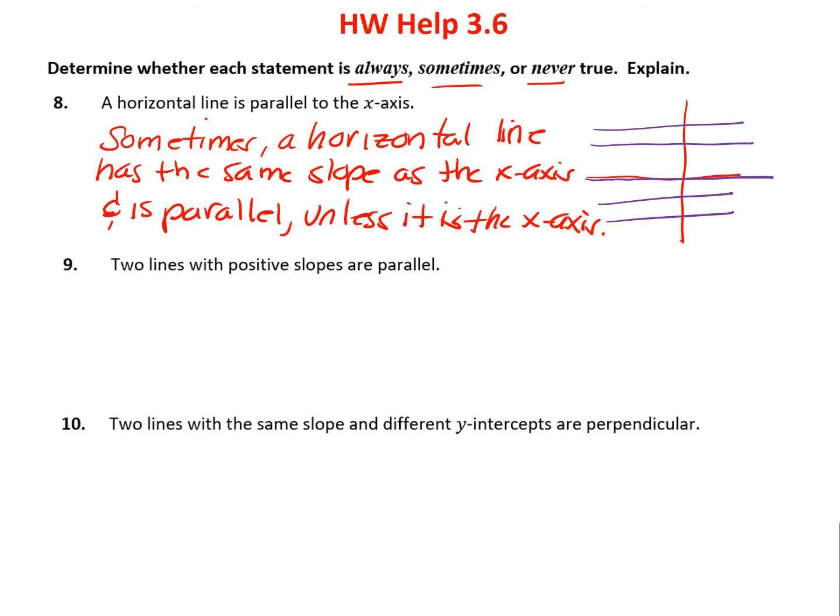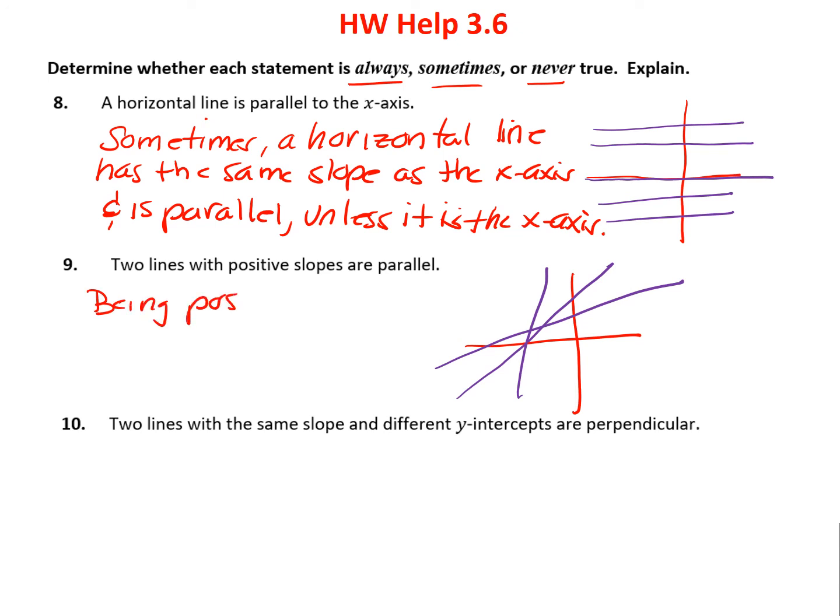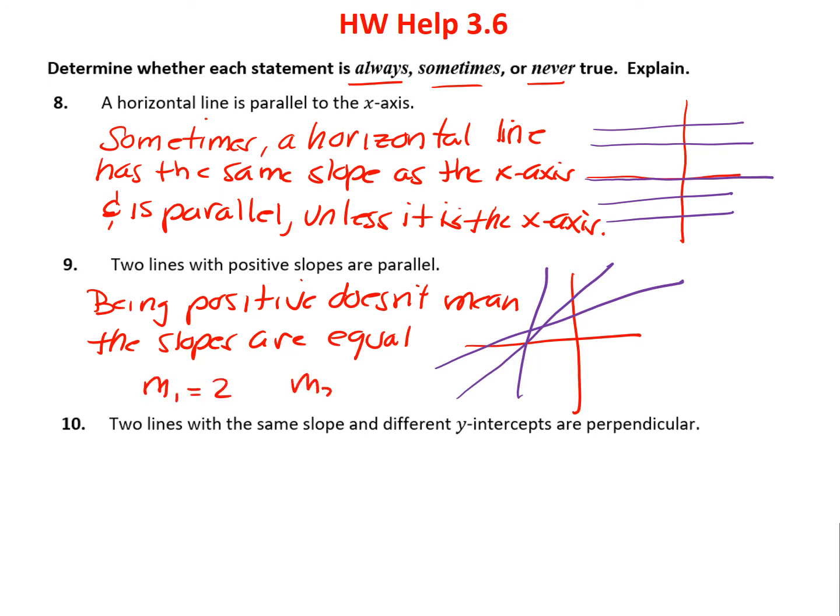Number 9, two lines with positive slopes are parallel. Well, this is easy to see that it's not true. If I draw one that's positive, here's a positive one, and here's another positive one. Just being positive doesn't mean that they are the same. In other words, being positive doesn't mean the slopes are equal. If slope 1 is equal to 2 and slope 2 equals 3, they're both positive, but they're not the same, so they're not parallel.